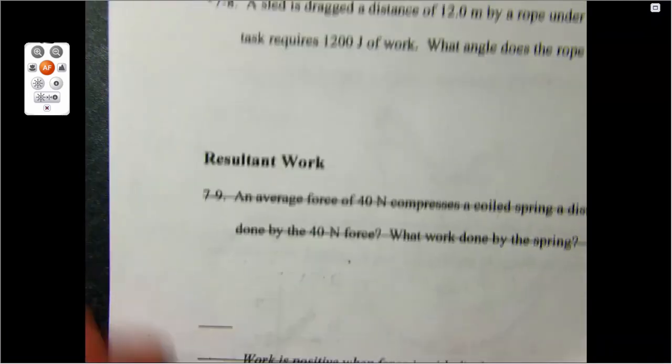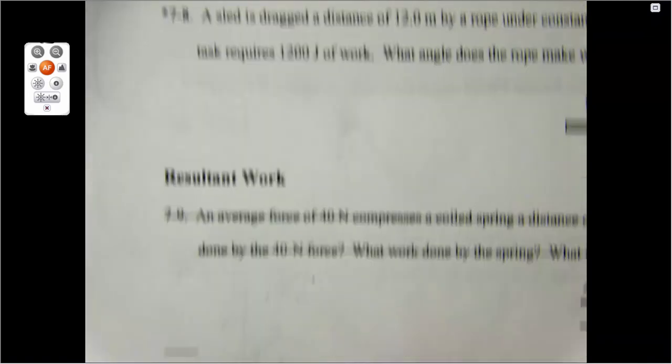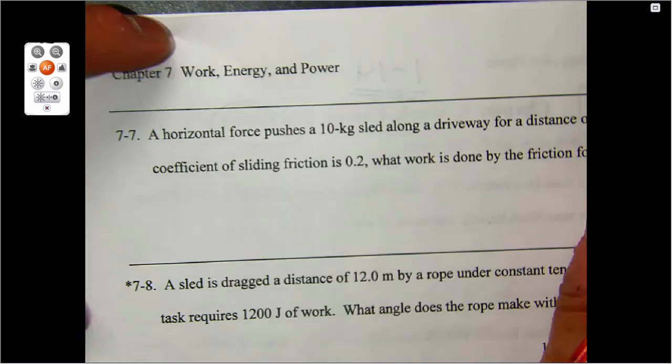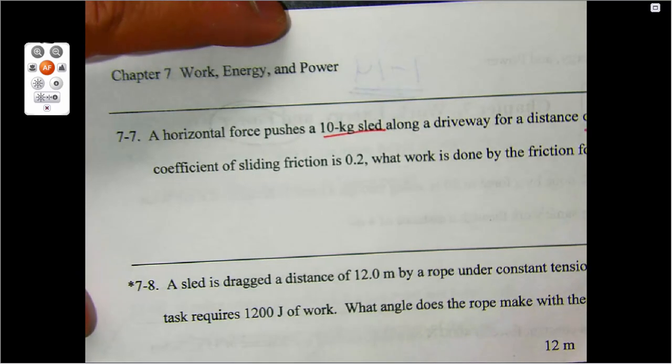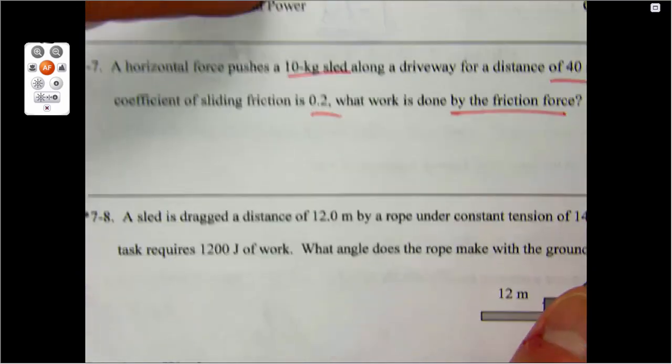Okay, so we are going to finish up this homework here. We're looking at 7. If the coefficient of sliding friction is 0.2, what work is done by friction?